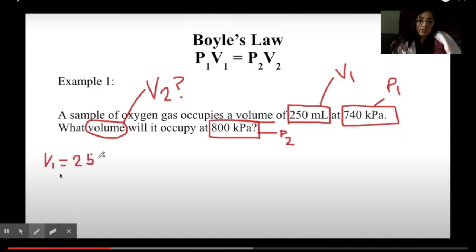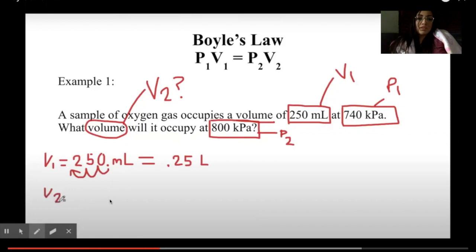So my V1 was 250 milliliters, but we already know, because we stated it a couple slides ago, that milliliters won't do. We have to change this to liters. It's a very easy fix. All we have to do is move the decimal point back 3 spaces, and we've now converted from milliliters to liters. So really no math, just use your decimal skills of moving it over 3 times, and that will be your conversion. V2, I don't know what this is, so I'm just going to leave it as a question mark.